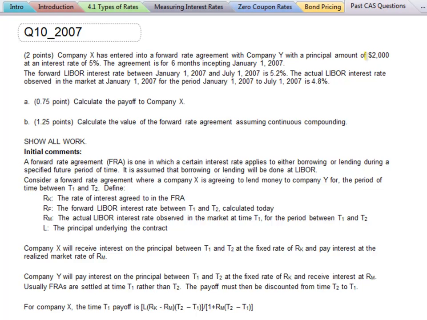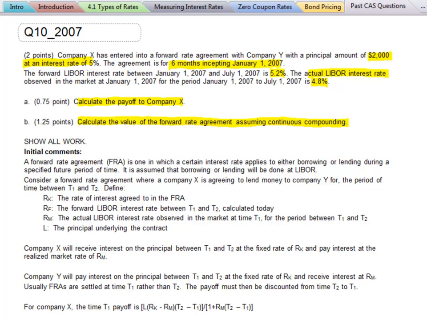In question 10 from the 2007 exam, Company X has entered into a forward rate agreement with Company Y with a principal amount of $2,000 at an interest rate of 5%. The agreement is for 6 months, incepting 1/1/2007. The forward LIBOR interest rate between 1/1/2007 and 7/1/2007 is 5.2%. The actual LIBOR interest rate observed in the market at 1/1/2007 for the period 1/1/2007 to 7/1/2007 is 4.8%. In Part A, we're asked to calculate the payoff to Company X, and in Part B, we're asked to calculate the value of the FRA assuming continuous compounding.